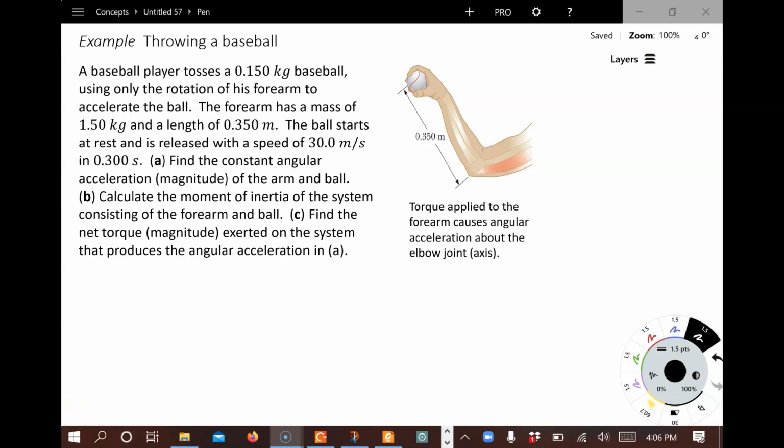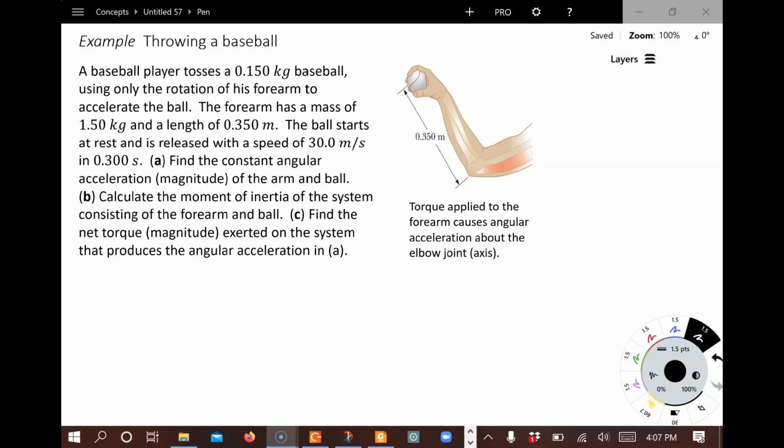Hi, this example problem involves Newton's second law for rotational motion, and it actually includes a lot of different parts of rotational motion that we've studied so far in chapters 8 and 9. Pause for a moment so that you can read the problem.